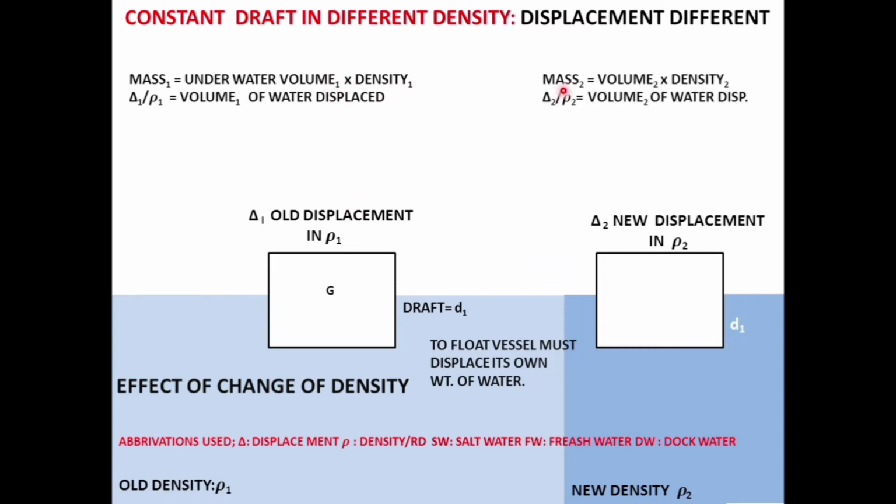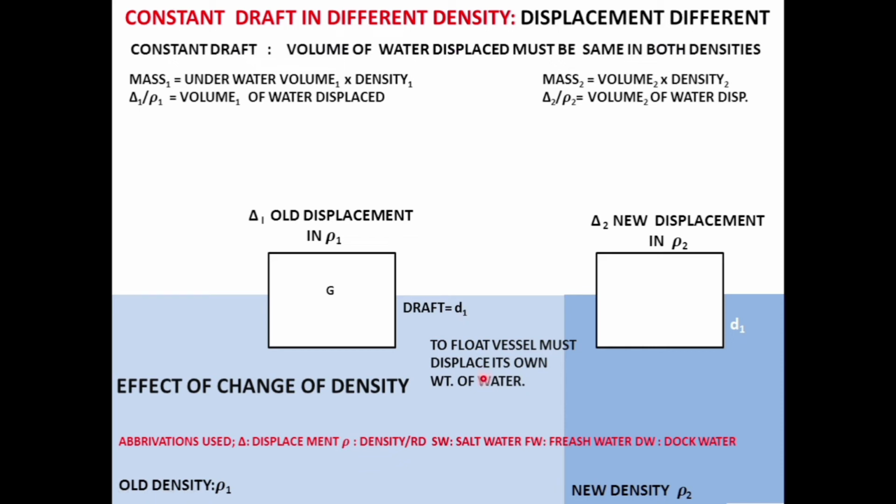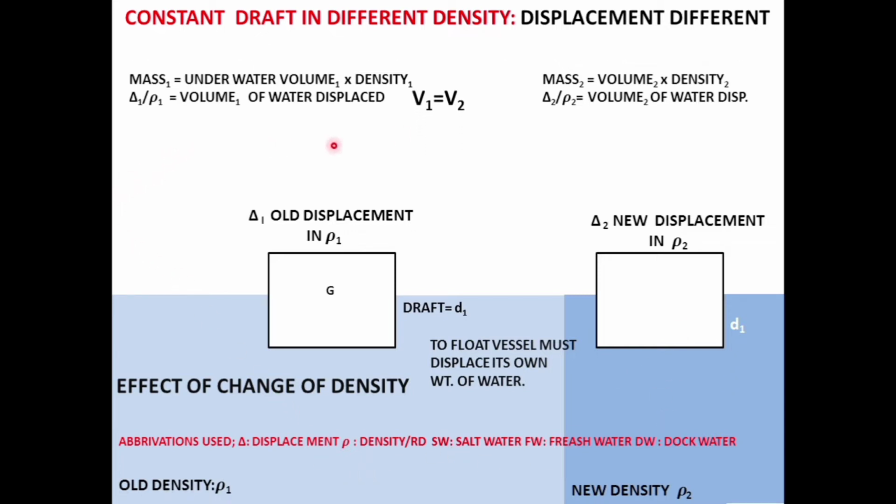And the same thing here: mass divided by the density would be the volume of water displaced. Now we can see that the drafts are the same, so the volume of water displaced must be the same. If we are talking about a rectangular body here, length and breadth are the same, and draft is also the same. So definitely the volume of water being displaced is the same in both the densities. Let me call this volume 1 and volume 2. That means the underwater volume in both cases is the same.